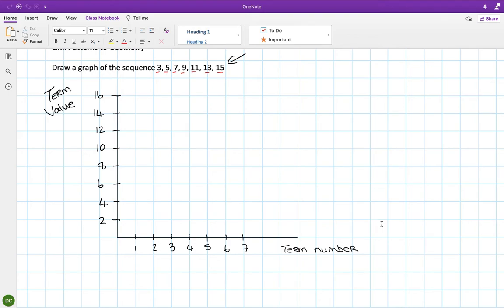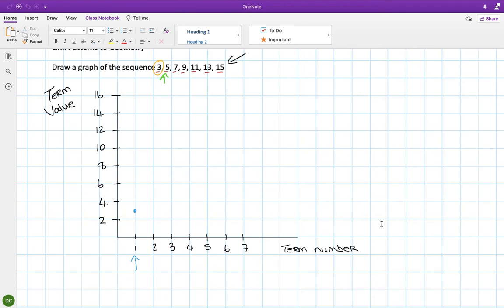So in this sequence, term number 1 has a value of 3. Term number 2 has a value of 5. Okay, so now we put that on the graph. Okay, so I said term number 1 has a value of 3. So I go down here to term number 1 and I'm going to go up until I get to 3. Okay, and see where I've put the dot? I've put it in between 2 and 4. So halfway between 2 and 4 is 3.